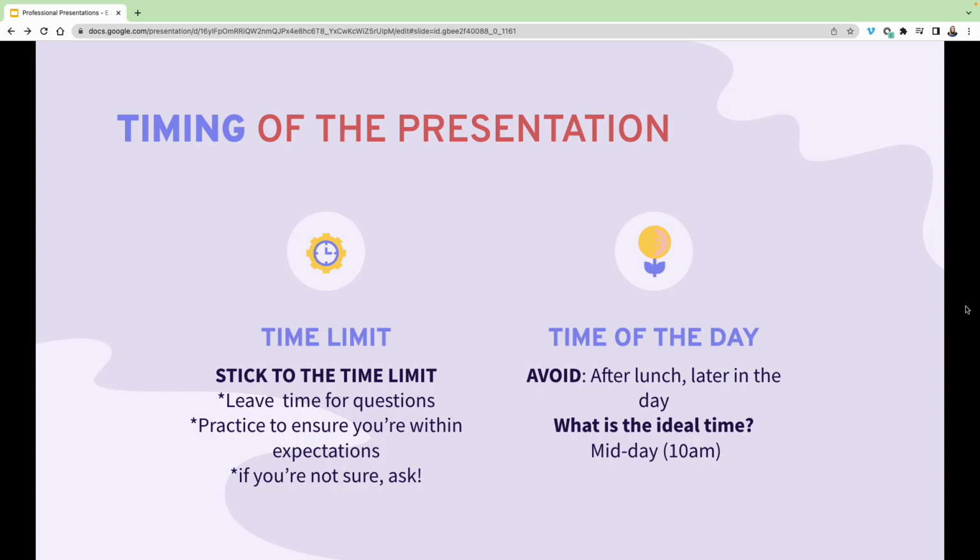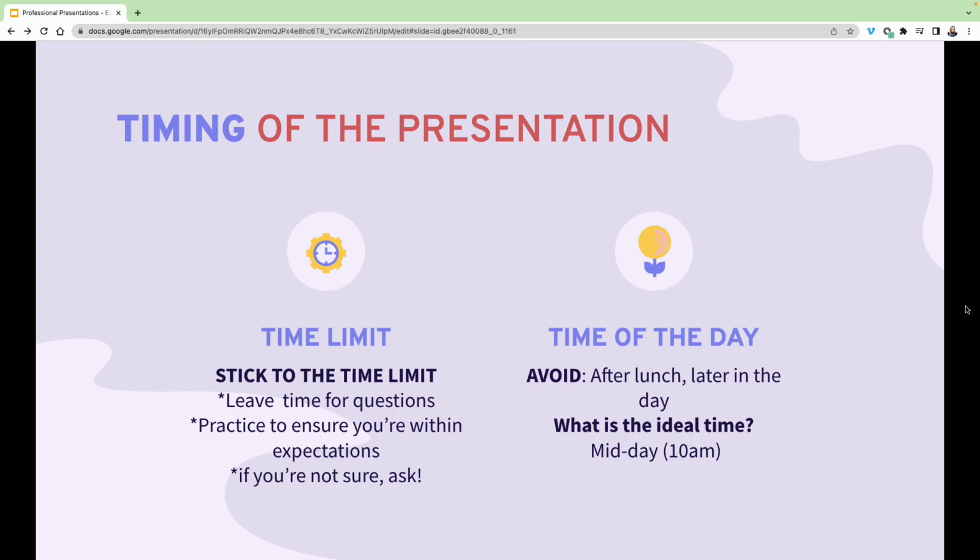Whether the time limit is given to you by your professor or potentially a boss or a client or a customer in the business world, sticking to a time limit is very important. Oftentimes, I recommend that you leave time for questions at the end. That also gives you a little bit of a buffer in case anything goes sideways or you're not sure how to bounce back or fix something if you have a hiccup in your presentation. And always, like I said, practice to make sure that you are landing within the time limit expectations. If you're not sure what the presentation timing is, ask the person who's asked you to give the presentation.